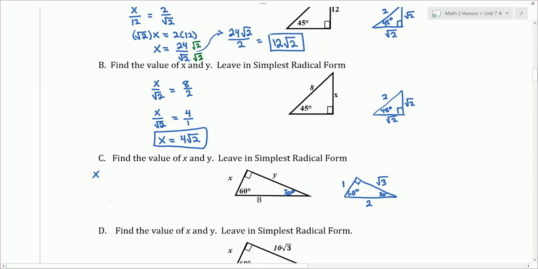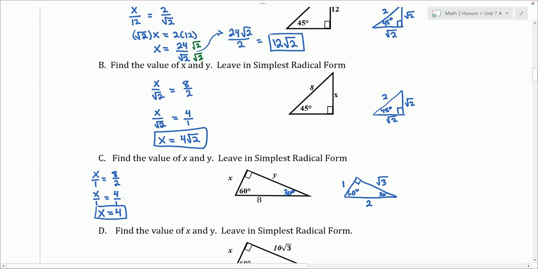matching up corresponding parts. x over 1 is equal to 8 over 2. You can reduce that. x over 1 is equal to 4 over 1. When you cross multiply, you end up with x is equal to 4.